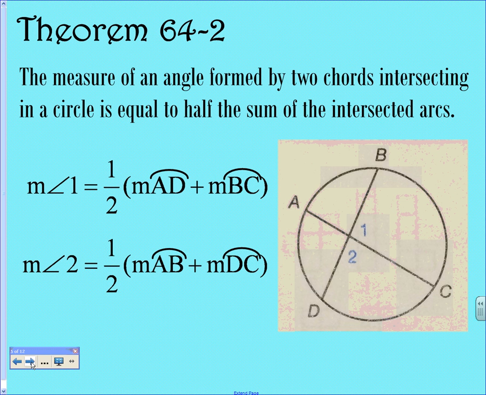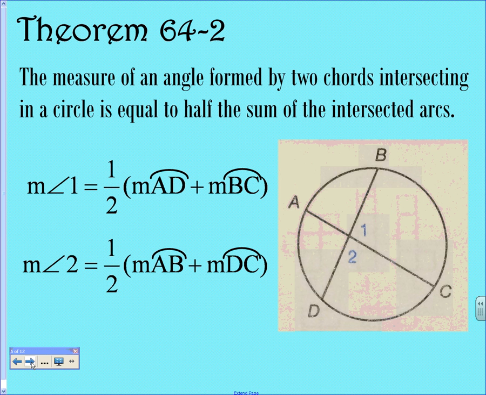So let's look at our little picture. Angle 1 is equal to half of its intercepted arcs. Well, what are the intercepted arcs dealing with angle 1? Which one? No, not AB. What arc is kind of like opposite 1? BC and AD. Angle 1 equals half of AD plus BC. It's like the average of the two.